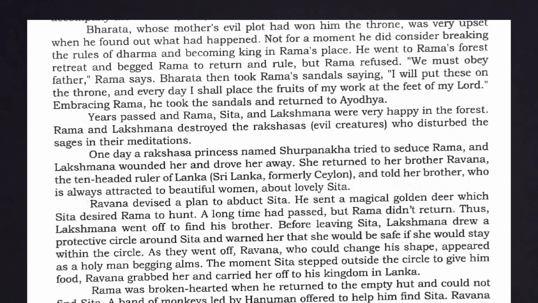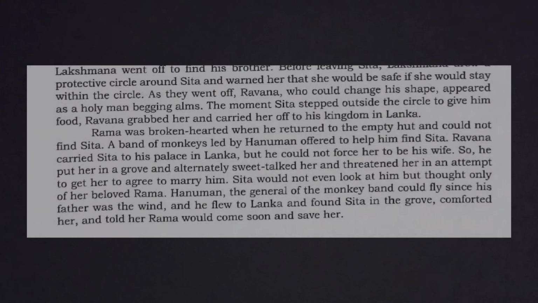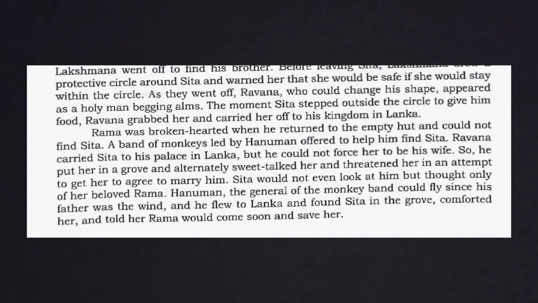As they went off, Ravana, who could change his shape, appeared as a holy man begging alms. The moment Sita stepped outside the circle to give him food, Ravana grabbed her and carried her off to his kingdom in Lanka. Rama was broken-hearted when he returned to the empty hut and could not find Sita. A band of monkeys led by Hanuman offered to help him find Sita.